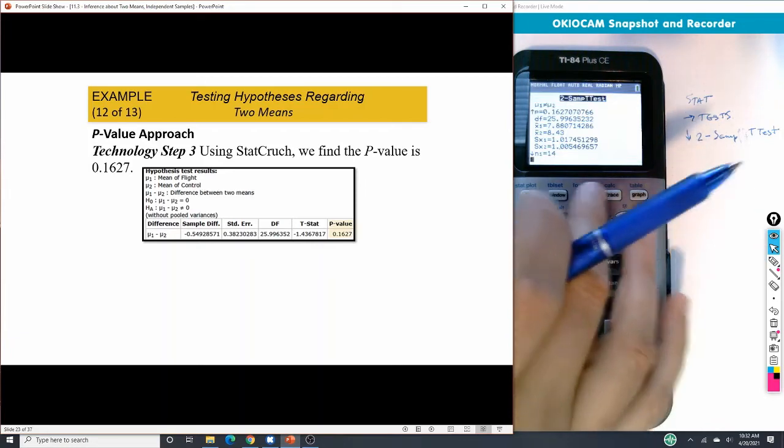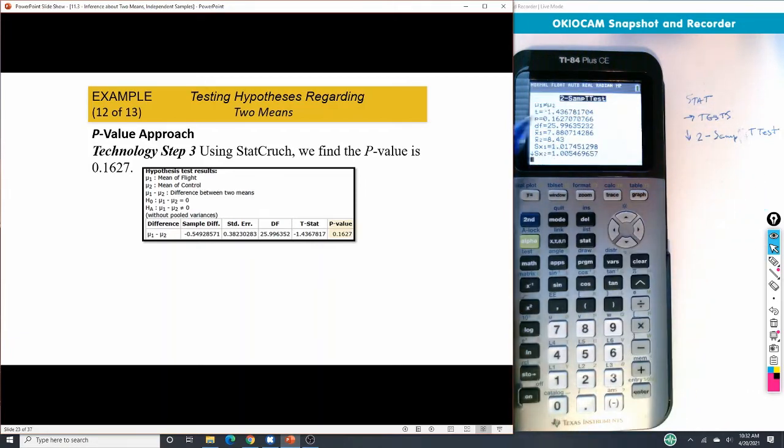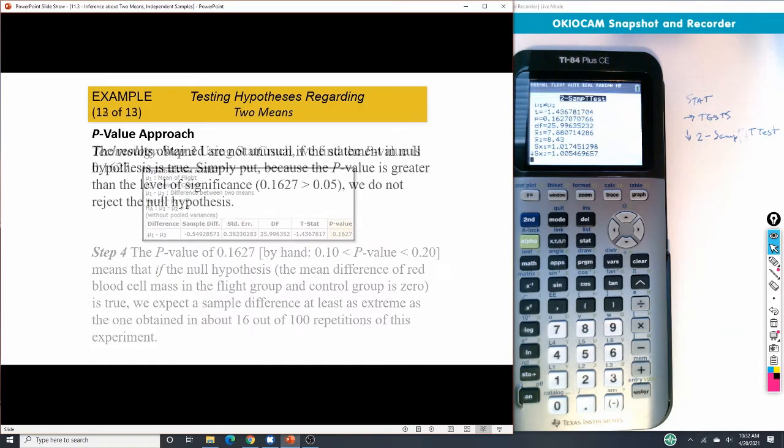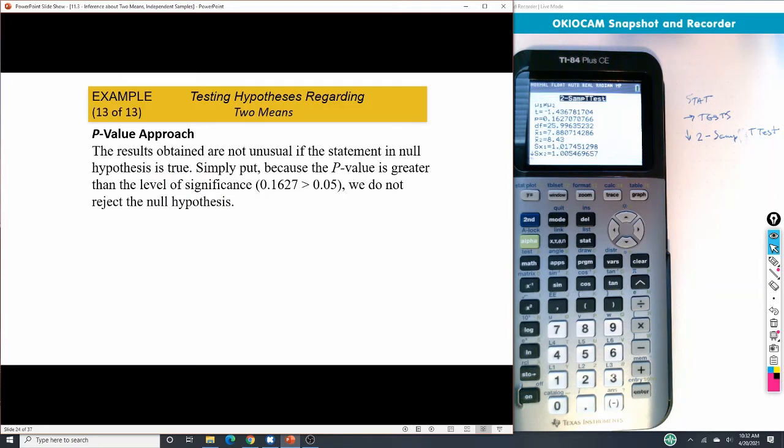And so our p-value is 0.16. Well, that is greater than 0.05, okay? And so therefore, we do not reject the null hypothesis. Okay, so all those words that they were saying in there get us to the same place, right?